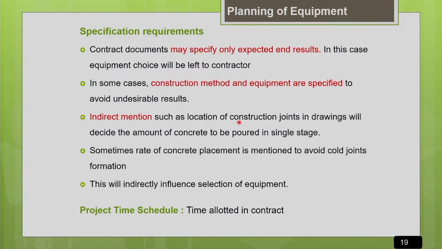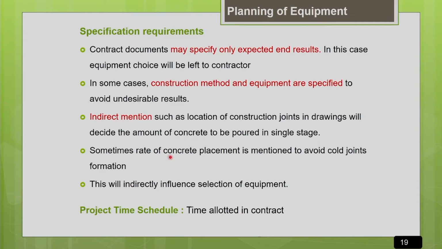Such as, the location of the construction joints in the drawing will indicate the amount of concrete that is to be poured in one single stage. By looking into the construction drawings, you can see the location of construction joints. That will indicate the amount of concrete that is to be placed in one pour. So that will indirectly govern the selection of the size of your concrete mixer machine. What is the size of the mixer machine needed, or how many mixer machines are needed? It depends upon the volume of concrete that is to be produced in one pour.